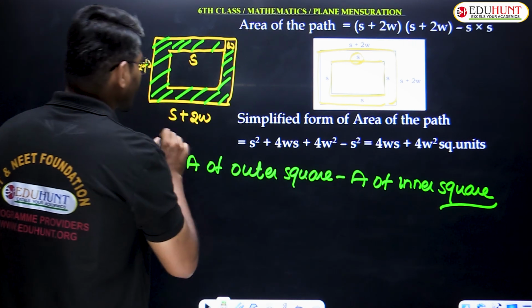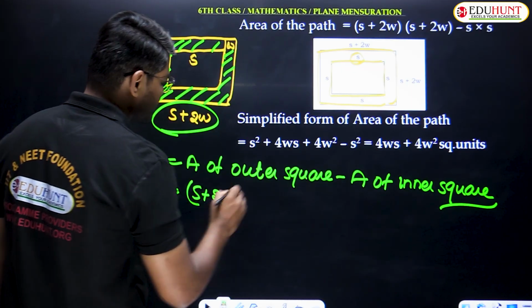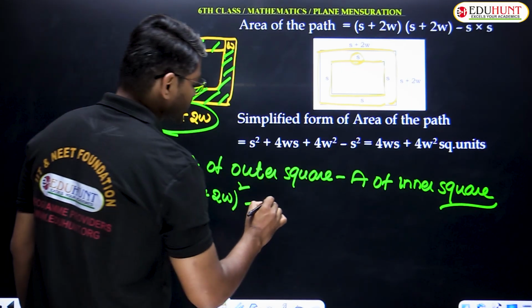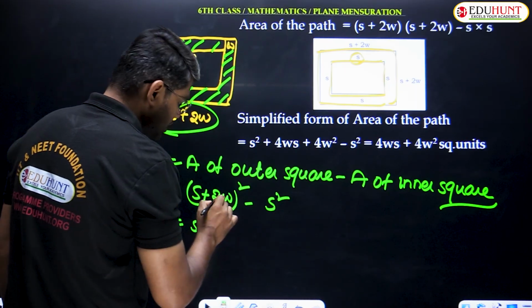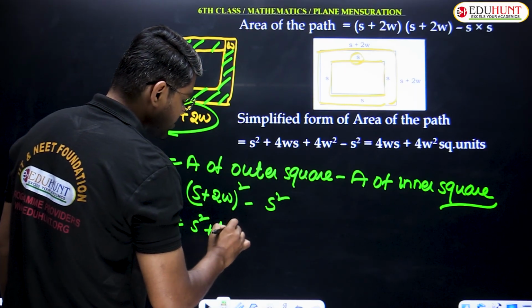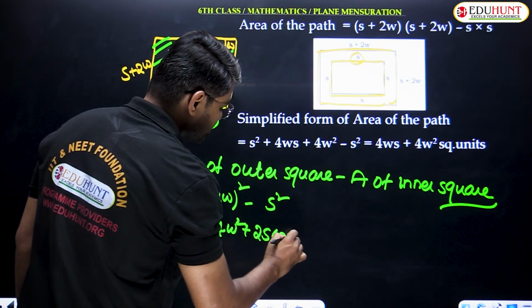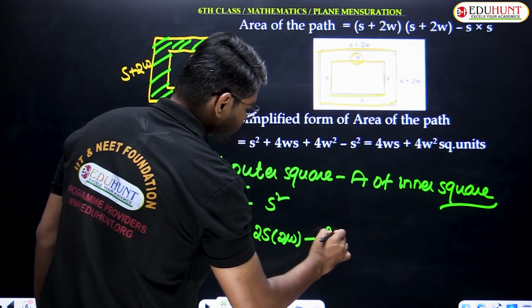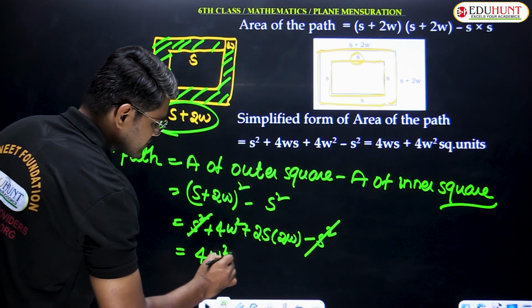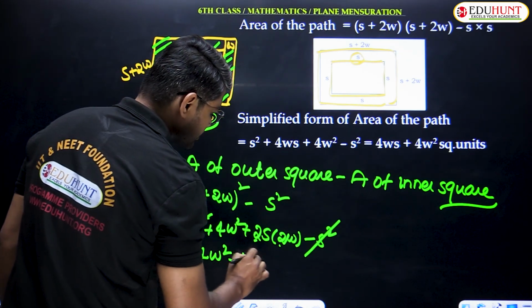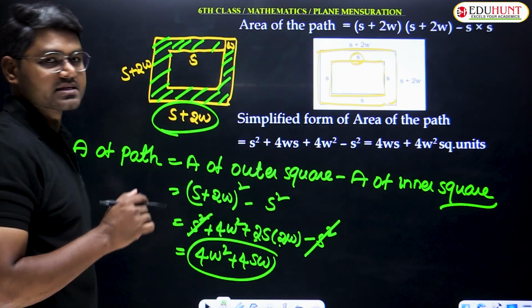Area of outer square, length is S plus 2W whole square, minus S square. S square plus 2W whole square means 4W square plus 2 into S into 2W, minus S square. This S square and S square will be cancelled. Answer is 4W square plus 2 2's 4 SW. This is the area of a path of a square in this case. Okay.